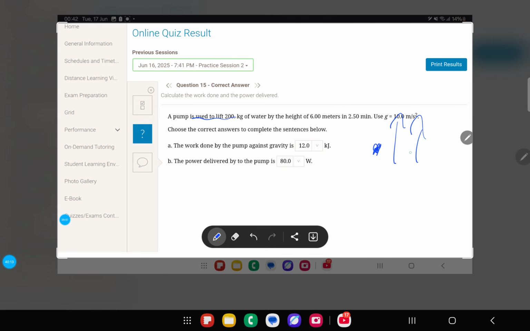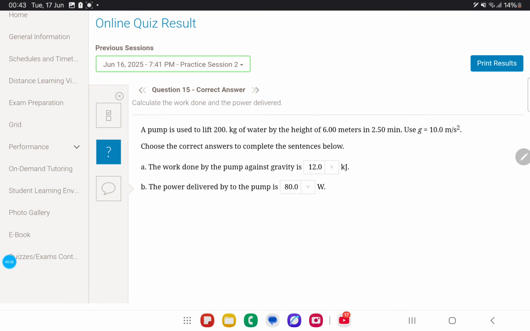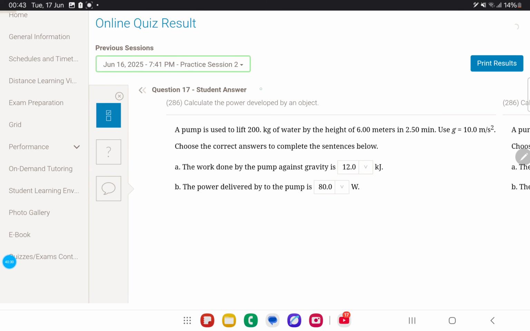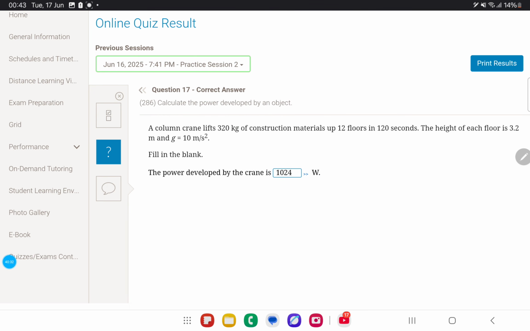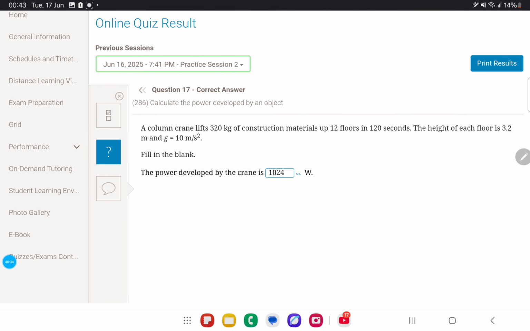So its direction of motion is up. It's being lifted up, and the force is upward. So they're both the same direction. It's positive. That's why I use positive mgh. Okay. I suggest you always try to find the direction just to be safe. You never know what questions you might encounter.